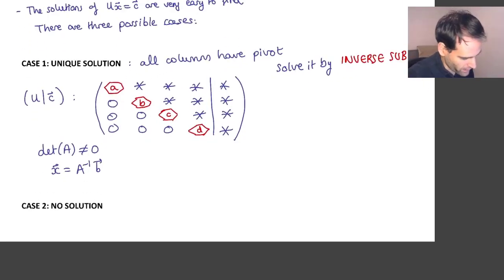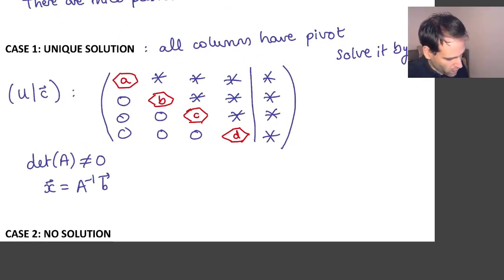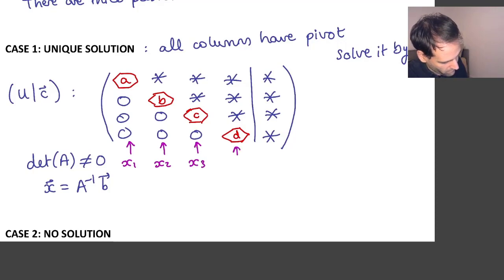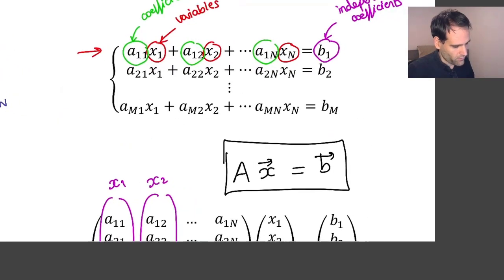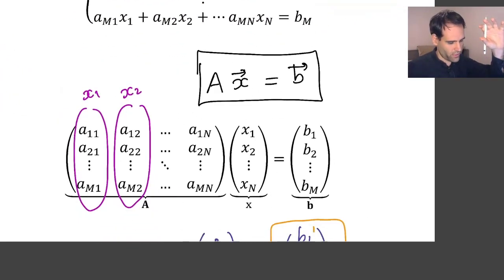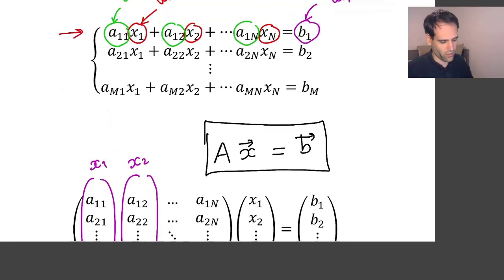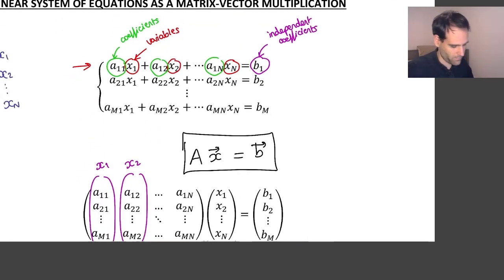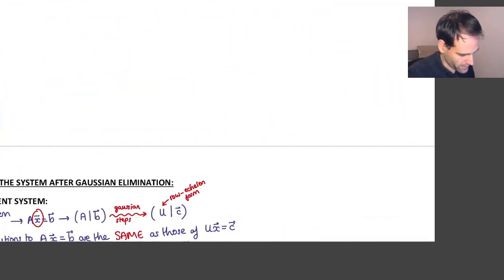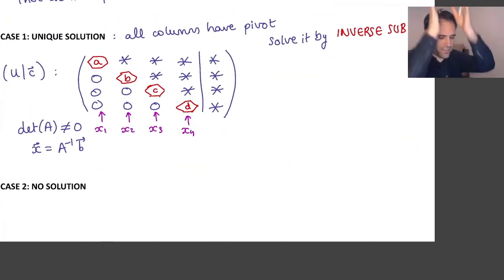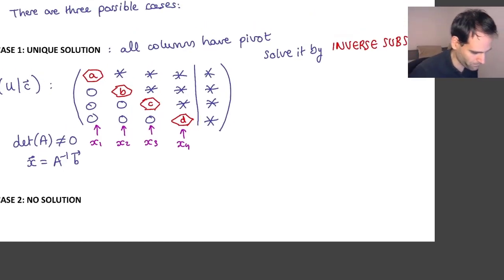Well, first, before I do that, remember that each column is associated to one variable. Remember, that's how we started all of this topic. We wrote this system of equations as a matrix times a vector equals another vector, and each of the columns corresponds to the coefficients of each of the variables. So let's say that each column has a name. The first column has the name of the first variable, the second column has the name of the second variable, and so on.